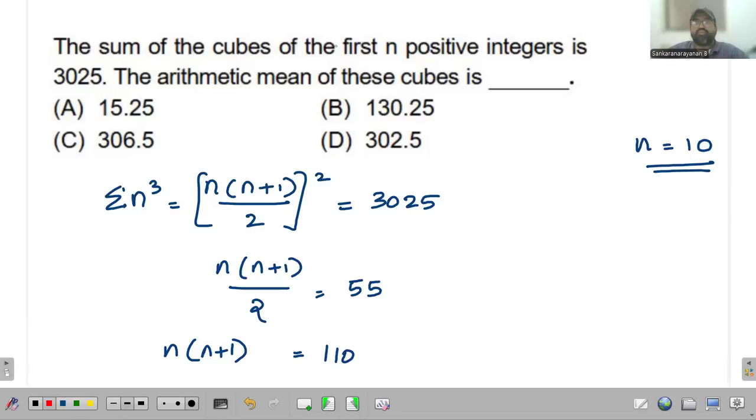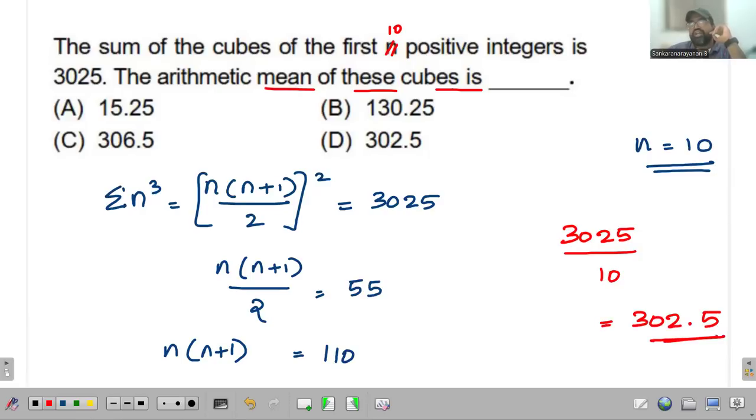See this. The sum of the cubes of the first 10 positive integers is 3025. So you got the number of observations. You're asked to find the arithmetic mean of these cubes. Arithmetic mean is the sum of observations divided by the number of observations. I can say my answer will be 302.5. Looking at the options, option D reads 302.5. So the answer is option D.